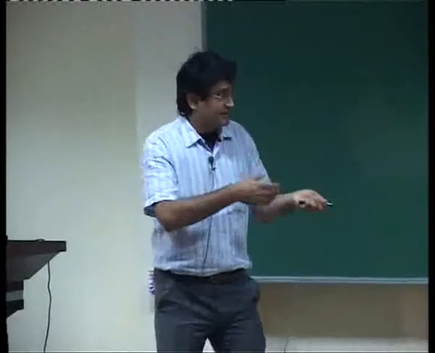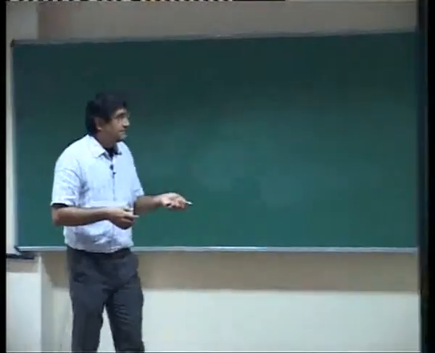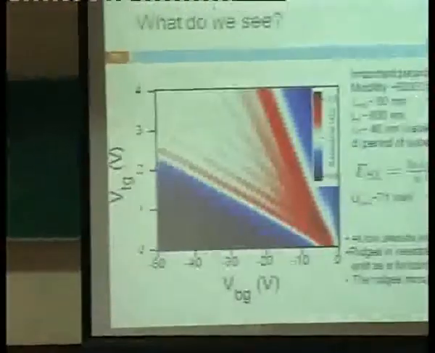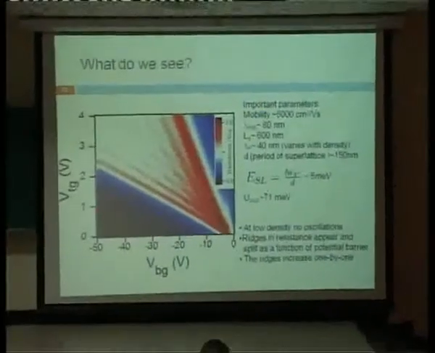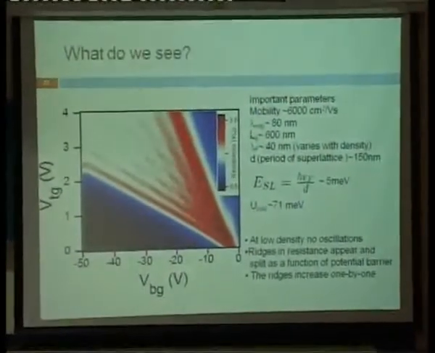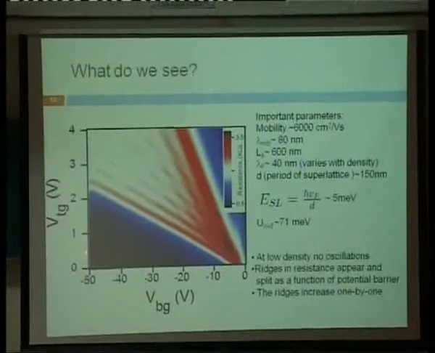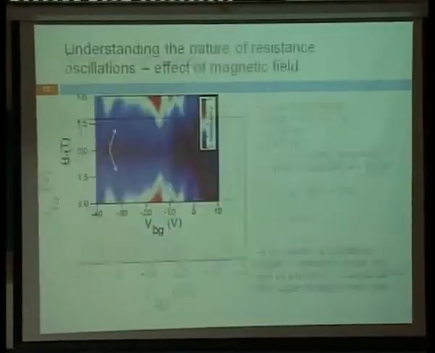And so there are these features I already pointed out. At low density, we don't really see any oscillations, but at large densities, we see oscillations. And certainly here, we don't really see them, although there are potential barriers here, but they're much smaller. We don't see it. Okay.